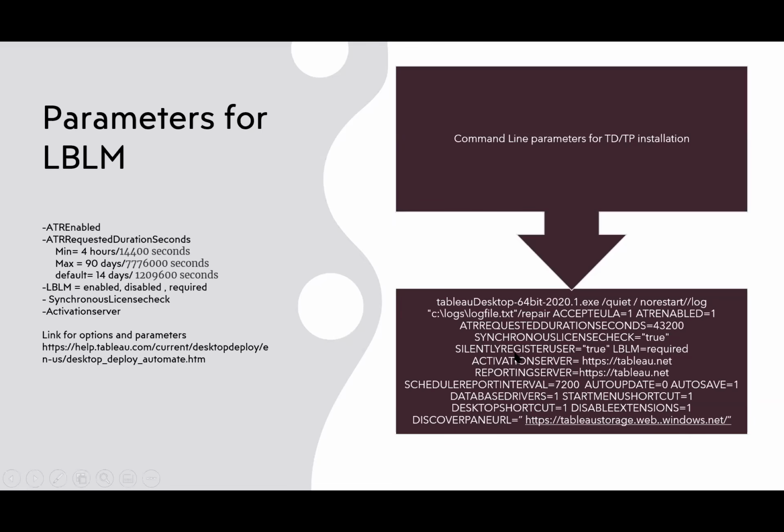And we have other parameters also, which were used in these command line parameters. If you want to find more information on this, you can go to this link. And also we are using the discover pane URL. This is something in Tableau Desktop where you have an option to point it to your own center of excellence portal or something where you have quick links. So we are also using this information to push it to the user.